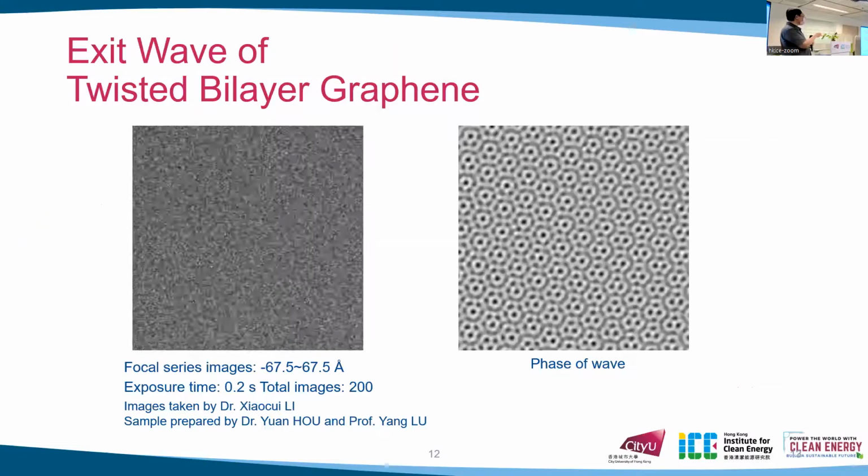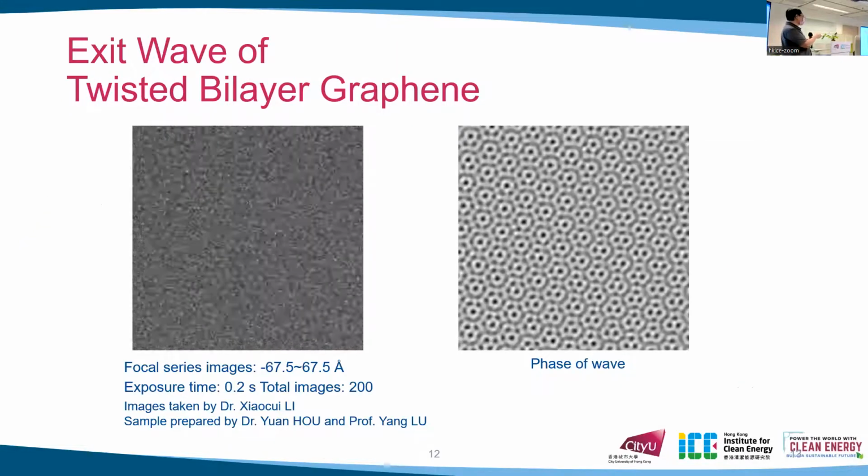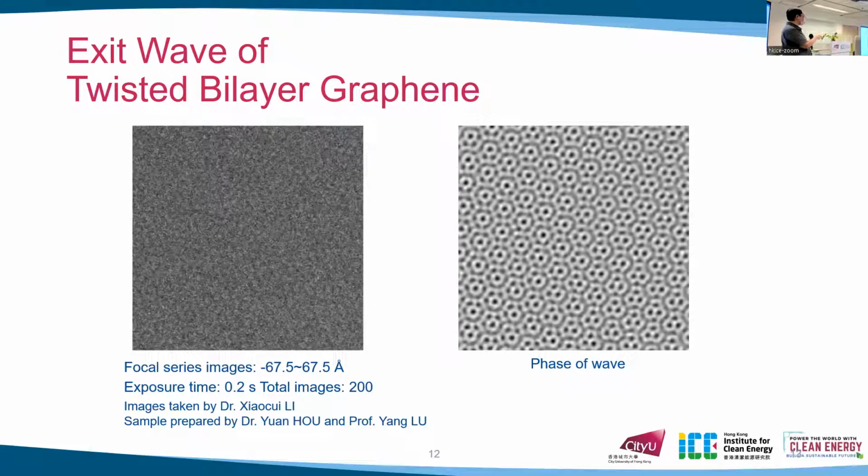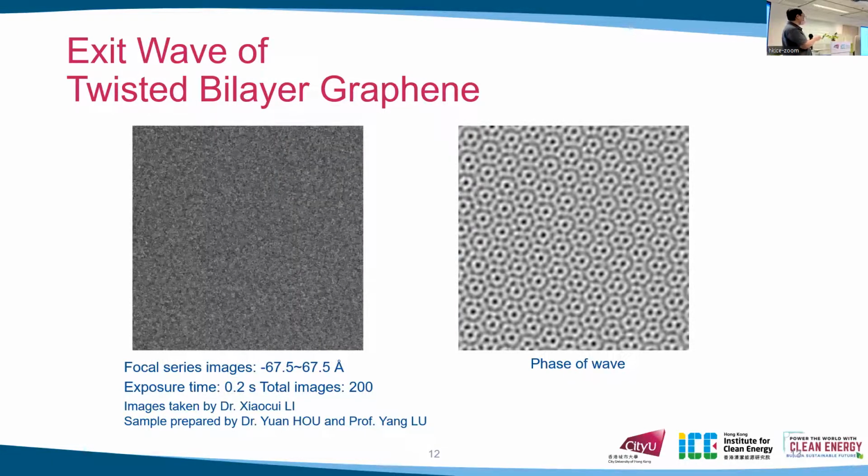And so here is our result from the experiments. This is a focal series image taken from our newly installed TEMs. This series was taken by our member, Dr. Li Xiaoshui, and the sample was prepared by our collaborator, Professor Lu Yang's group. Here we took a focal series from minus 67.5 to 67.5 angstrom. The exposure time is 0.2 seconds, and we took a total of 200 images.